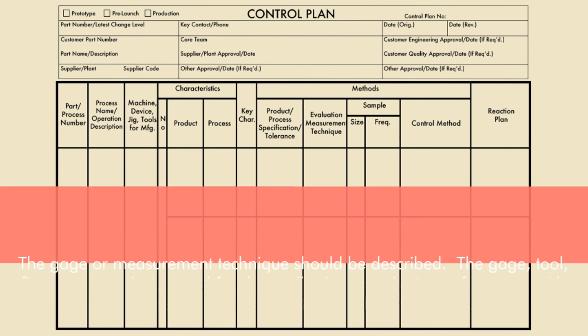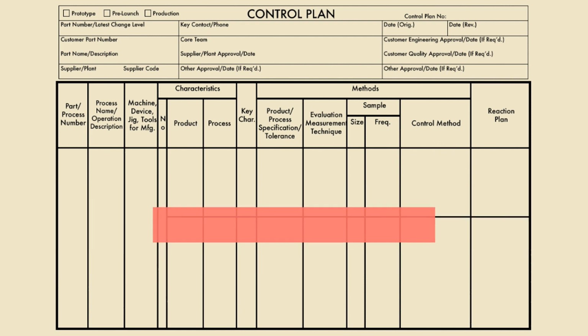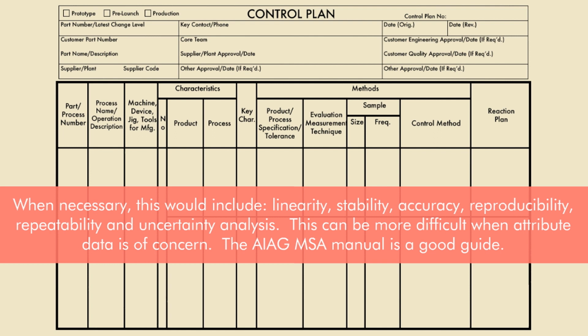The gauge or measurement technique should be described. The gauge, tool, fixture, or test device used for data collection must be in conformance with the needed measurement system analysis requirements. When necessary, this would include linearity, stability, accuracy, reproducibility, repeatability, and uncertainty analysis. This can be more difficult when attribute data is of concern. The AIAG MSA manual is a good guide.